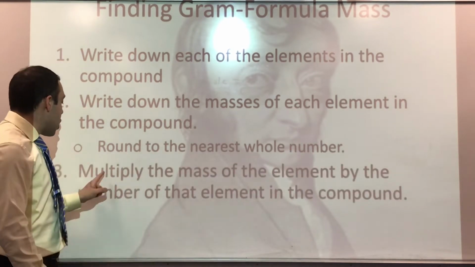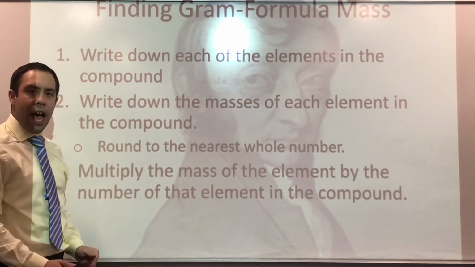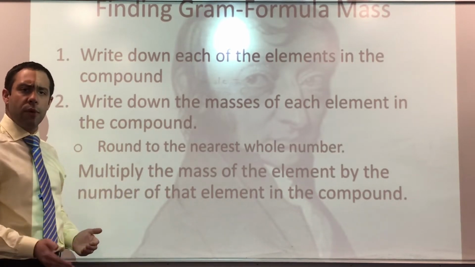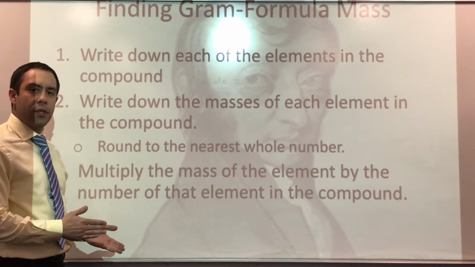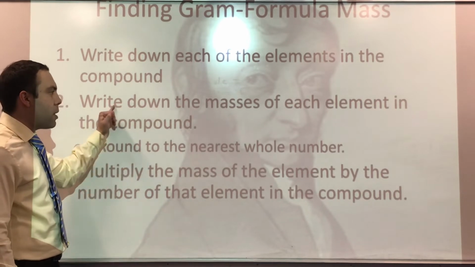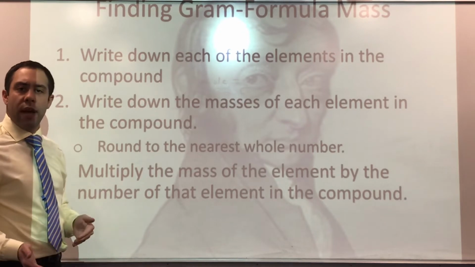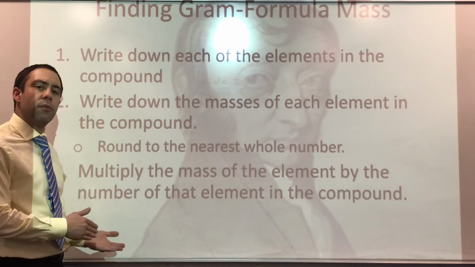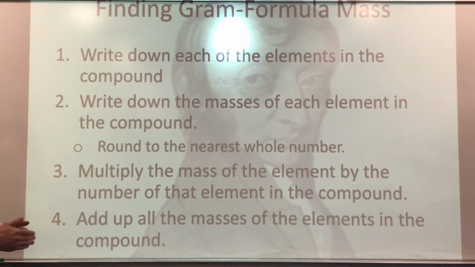Step 3, you multiply the mass of the element by the number of that element in the compound. Remember, glucose, C6H12O6, there were 6 carbons, there were 12 hydrogens, and 6 oxygens. So you'd multiply the mass of carbon by the 6 carbons, you'd multiply the mass of the hydrogen by the 12 hydrogens, and you would multiply the mass of the oxygen by the 6 oxygens. And last but not least, you're going to add up all the masses of the elements in the compound. And that is your final answer. I'll step away so you can finish writing these 4 steps.